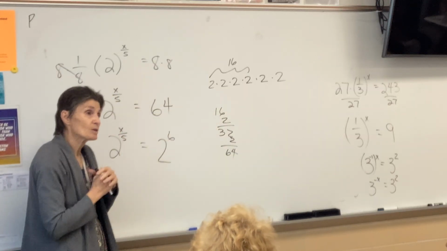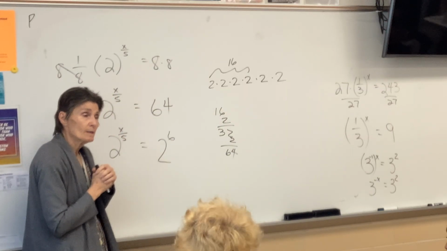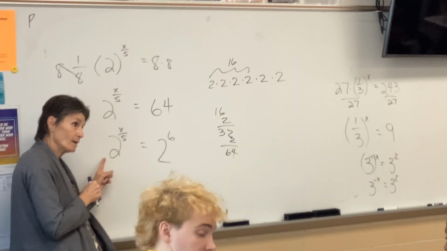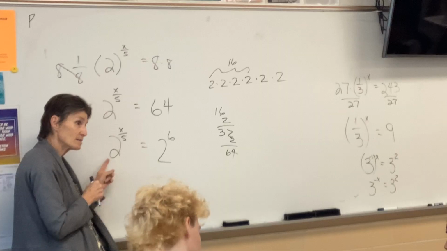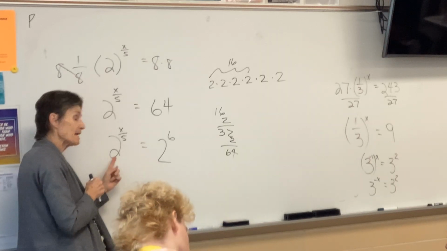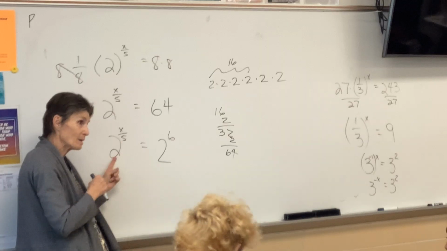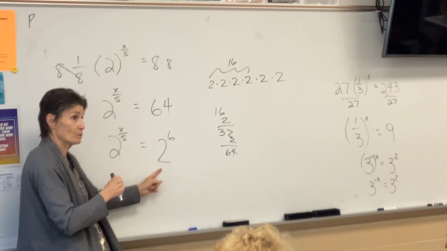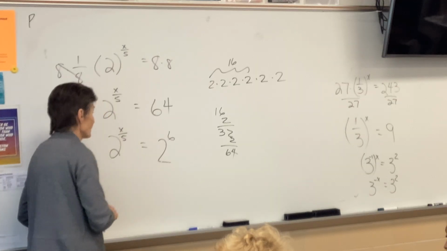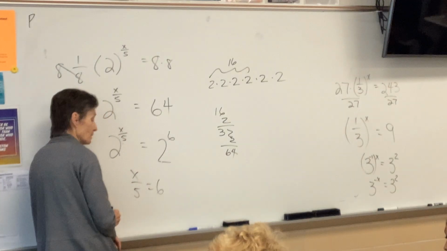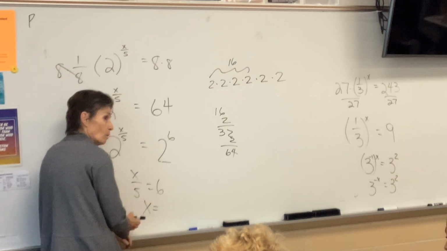How did I know it was going to be a power of 2? Because it has to match this, right? These two numbers have to match. I can't do anything with 2. 2 doesn't break down. So I got to break down the 64 into 2's. And there's 6 of them. So x over 5 equals 6. And x must equal 30.